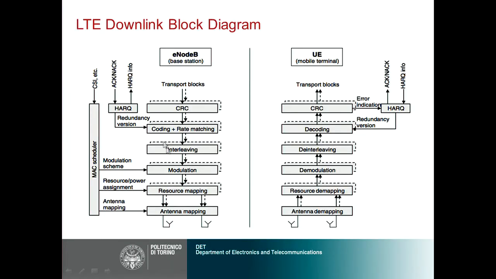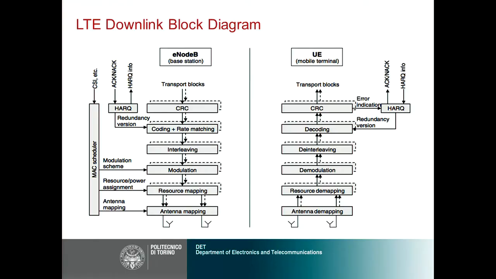Once you've done the interleaving, also based on the MCS scheme that you have selected, your data will go through a modulation in baseband, and then there will be a resource mapping, that is, selecting the frequency resources that the eNode B is going to use in downlink. And finally, especially if you're using a MIMO system, these frequencies will be allocated to one or more antennas to be transmitted in downlink. When you receive, you do the opposite, of course.